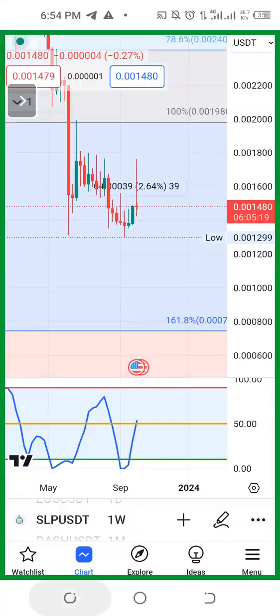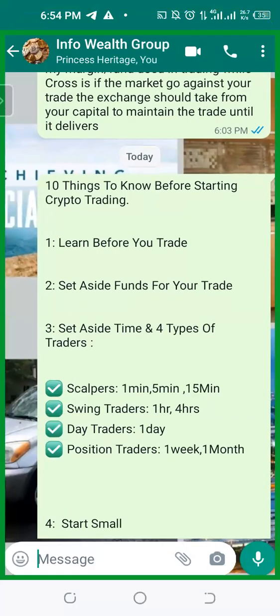So if you want to enter into trading, you must decide what type of trader you want to join. Do I want to be a scalper? Do I want to be a swing trader? Do I want to be a day trader? Or do I want to be a position trader?